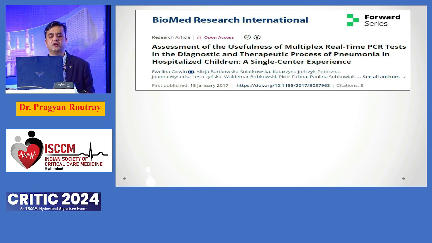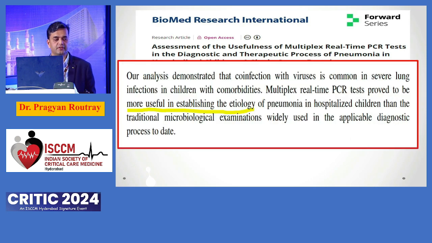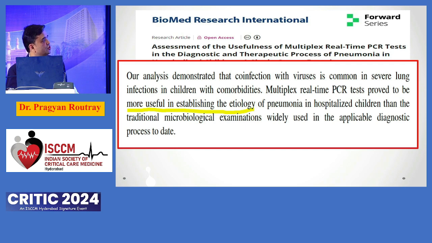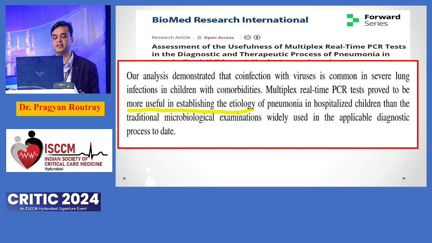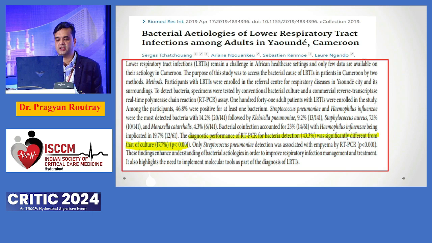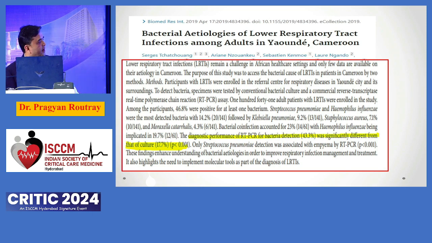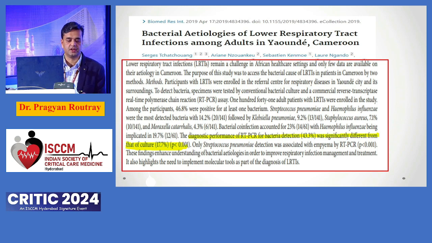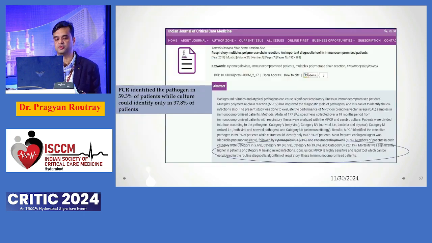Another study assessed the usefulness of multiplex real-time PCR test in the diagnostic and therapeutic process of pneumonia in hospitalized children. They found that it's more useful in establishing the etiology of pneumonia compared to the standard care that we are giving. Coming to bacterial etiologies of LRTI, the diagnostic performance of RT-PCR for bacterial detection was 43%, significantly different from routine culture, which was 17.7%. So if you're sending somebody for routine culture, the yield is roughly 17.7%. The yield of multiplex RT-PCR is roughly 2 to 3 times more than your routine culture.